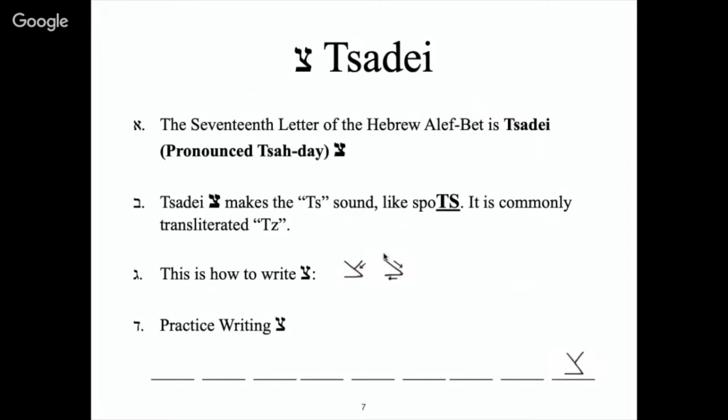And you write the Tsadei like this. You start at the top, you make a diagonal line coming down, and then you make the stem part coming down. So you can practice writing your Tsadeis.